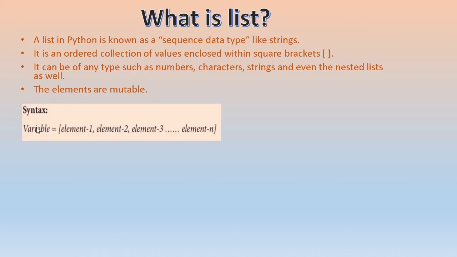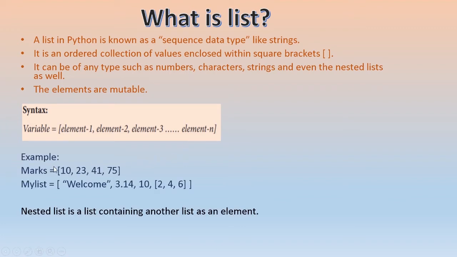What is the syntax? The syntax of initializing the list is variable equal to element 1, element 2, element 3 within square brackets. So we have to make use of the square brackets. The elements are separated by commas. Next, we will see an example.